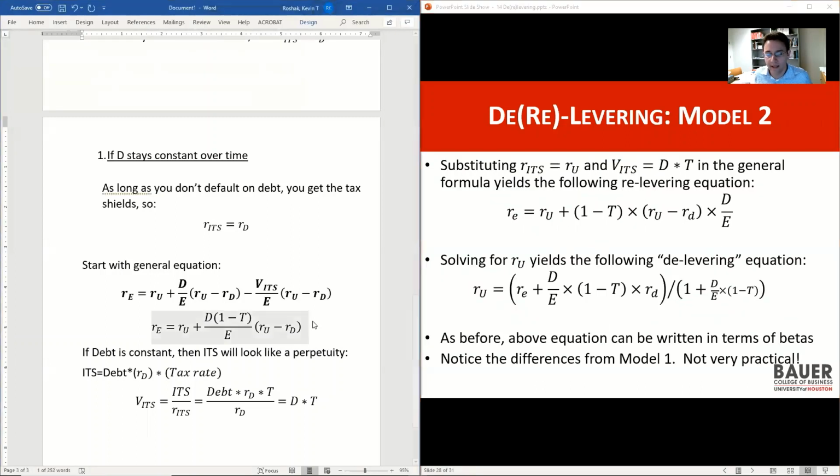Okay. That also means that the delevering equation is going to look different. I'm not even going to solve it because it's a mess here. But if you have this relevering equation, which we just derived, and then you solve for RU to get the delevering equation, you get this kind of mess. Okay. So the punchline is the mechanics for delevering and relevering depends on what's going on with the tax shields. It depends on what's going on with the capital structure.